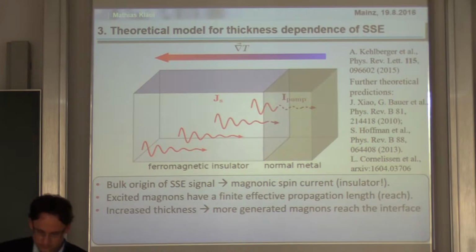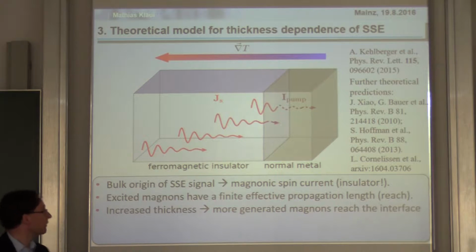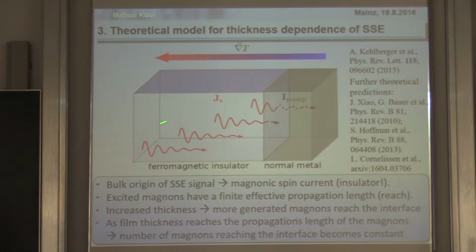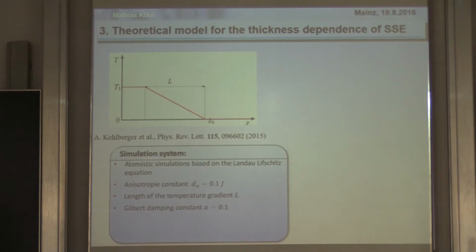Sorry, the temperature gradient is here. Is it the same as you increase the length? Yeah, of course you have to keep the temperature gradient constant. Absolutely, yes. So as you increase the thickness, more and more magnons reach the interface, but effectively you have a finite reach of these magnons, so the signal has to saturate, and you can do this more properly.